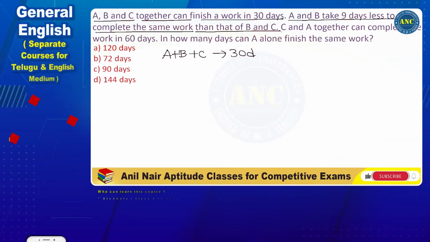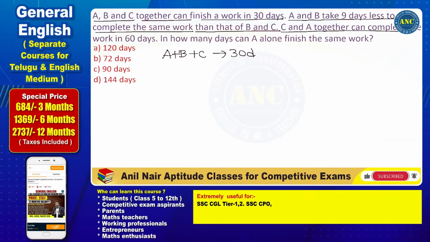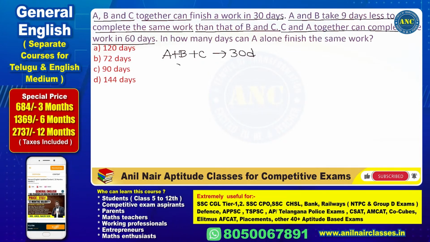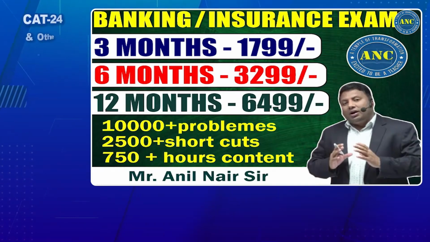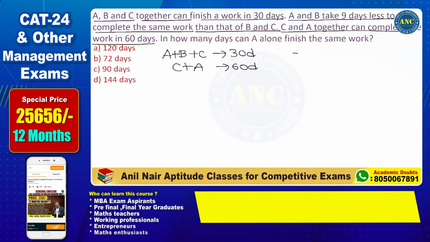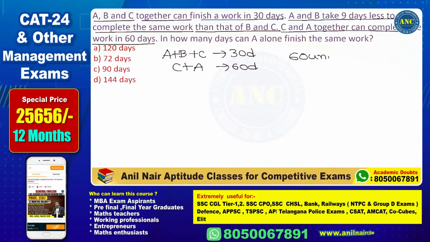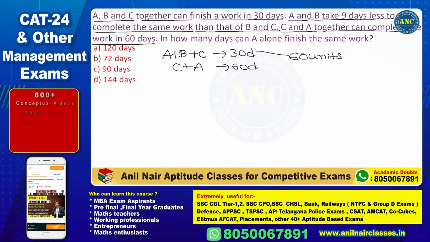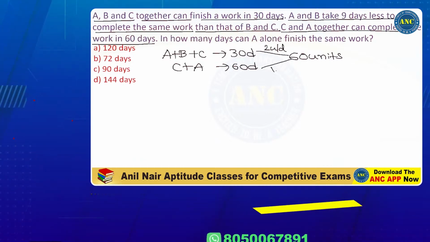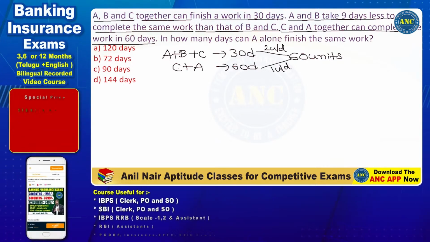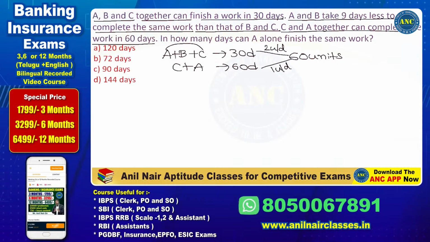And it also says C and A together can complete the work in 60 days. Okay, let us write that data also. A and C, and A, B and C data is given as 60 days and 30 days respectively. So let us find the appropriate things. So totally 60 chocolates are there in the box. 30 into 2 is 60, it is 2 units per day. 60 into 1 is 60, it is 1 unit per day. That means A and C is 1 unit per day out of a total of 2 units.